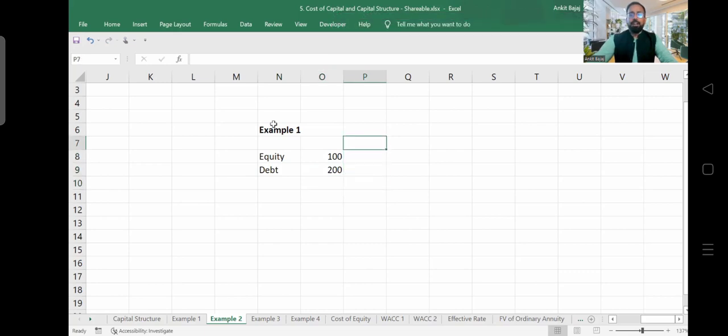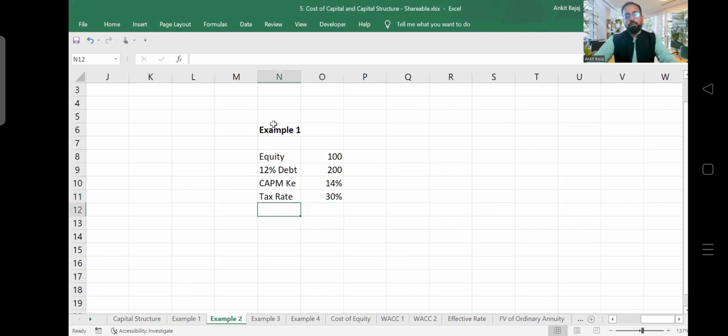Now I am writing down the cost of equity and cost of debt here. Let's suppose the cost of debt is 12%. And let's suppose, as per the CAPM method, we are assuming the cost of equity is 14%. The tax rate is 30%.